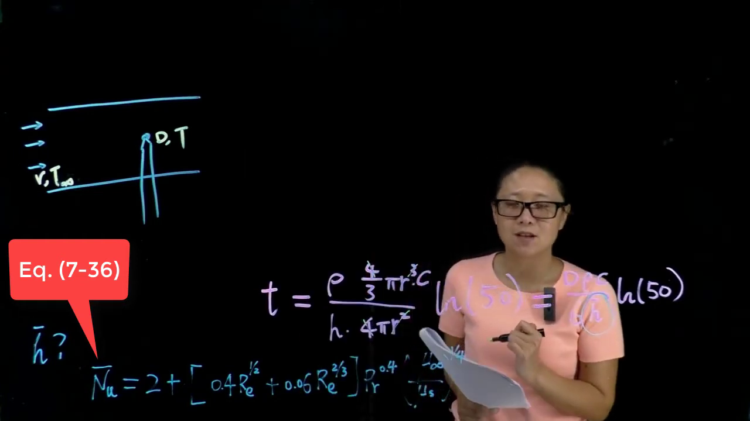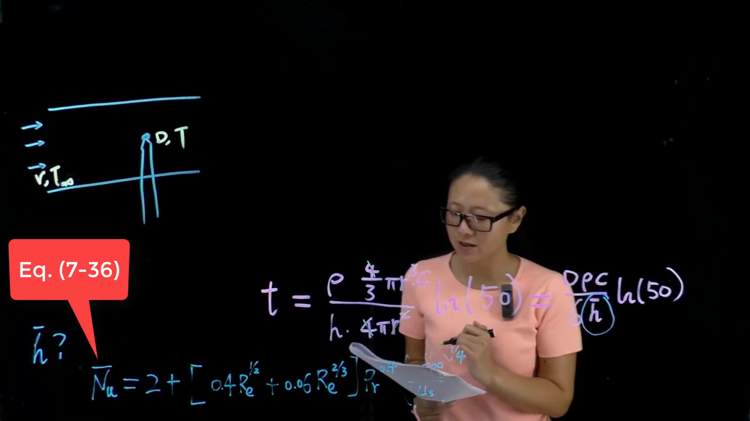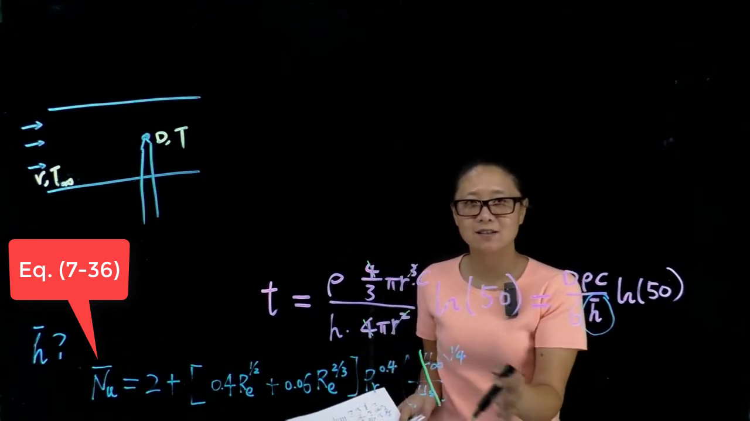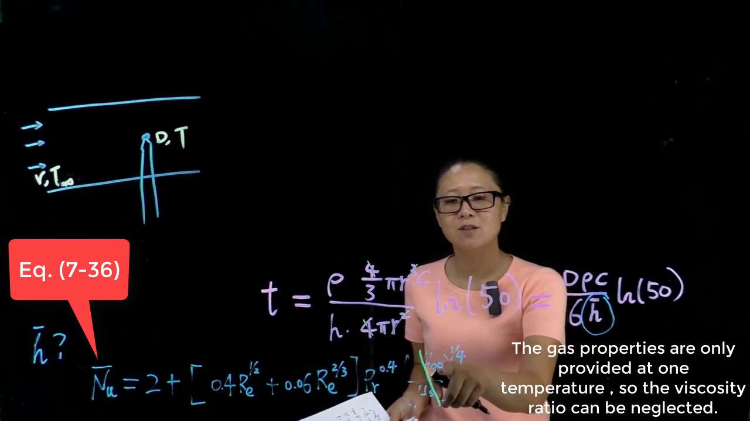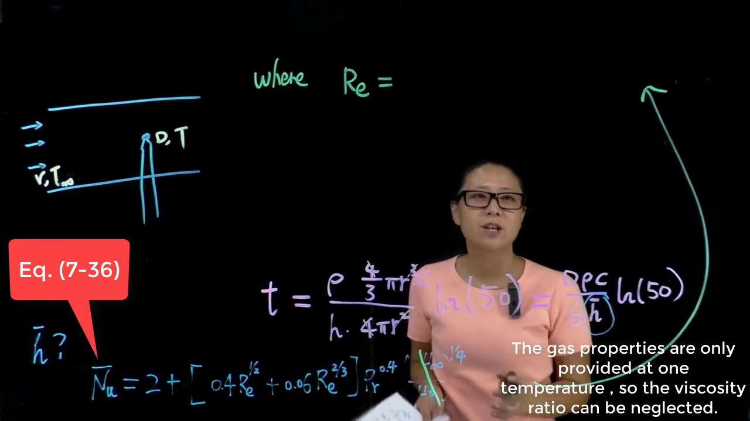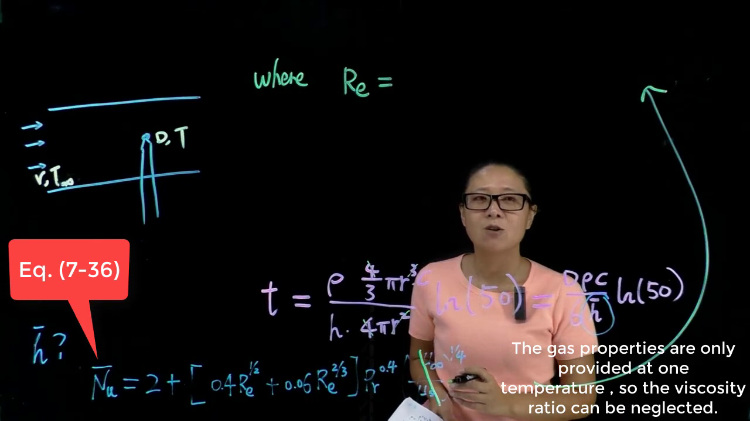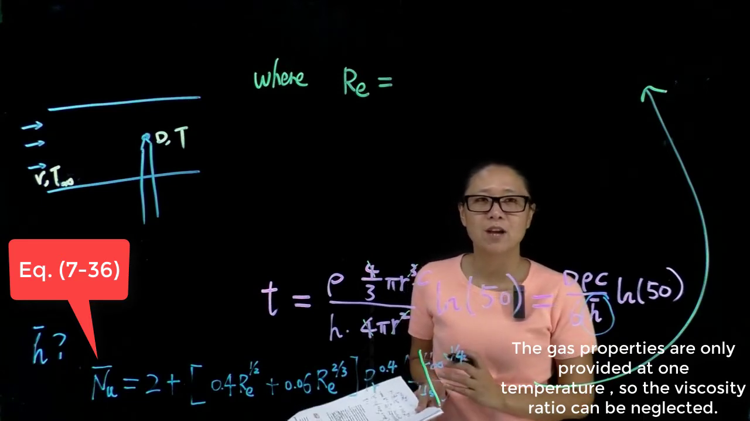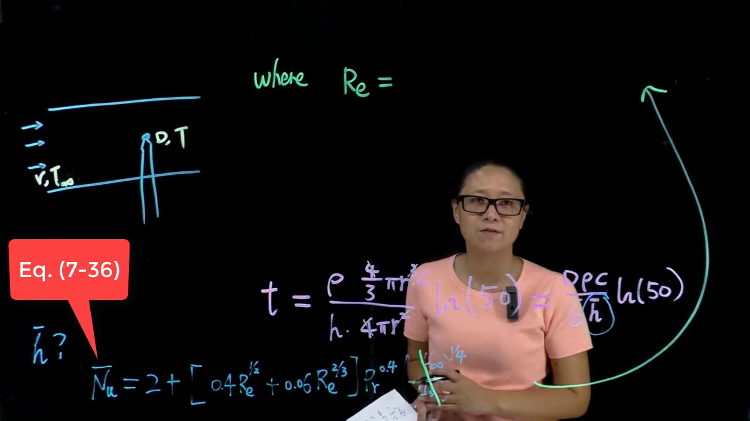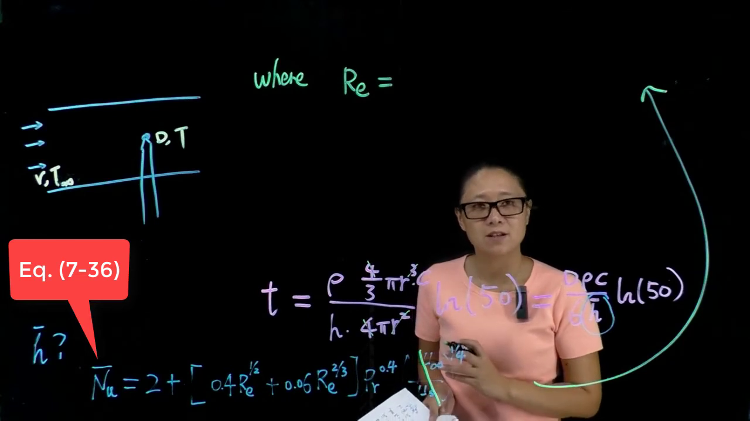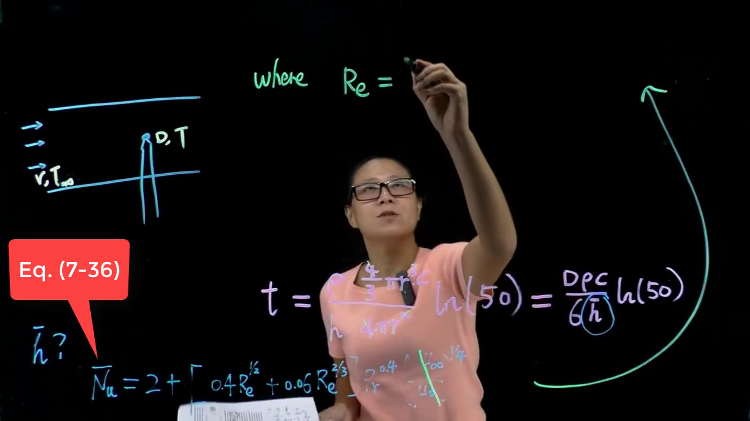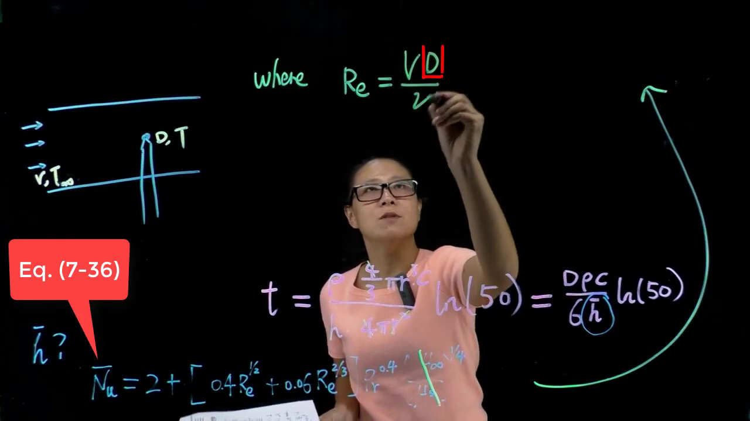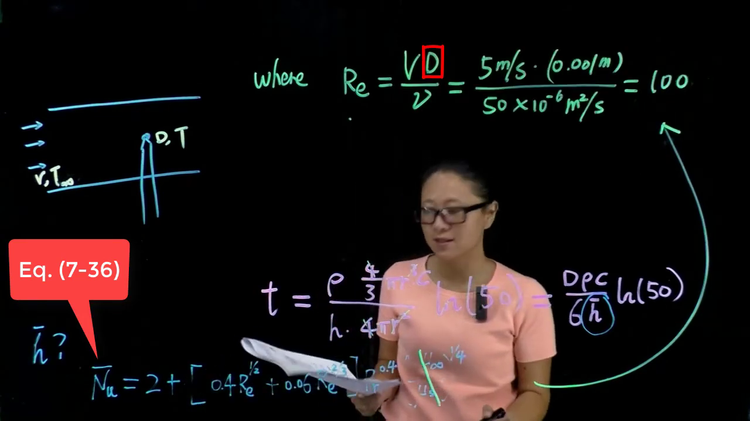Now let's plug in numbers. The problem has given us the properties of the combustion gases. We can just neglect this viscosity ratio between T infinity and Ts. Reynolds number is VL over mu. So what's the characteristic length in this case? Note, when it comes to external flow over a cylinder or sphere, the characteristic length is simply the diameter of the cylinder or the sphere. So it's VD over mu. Prandtl number is provided as 0.69.